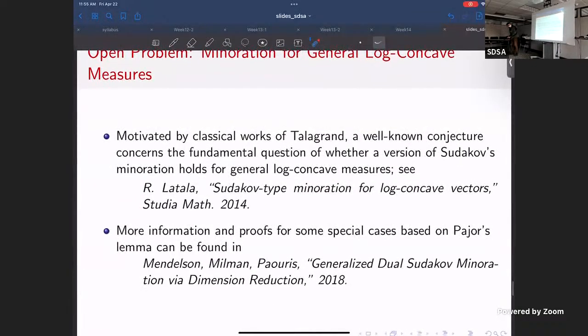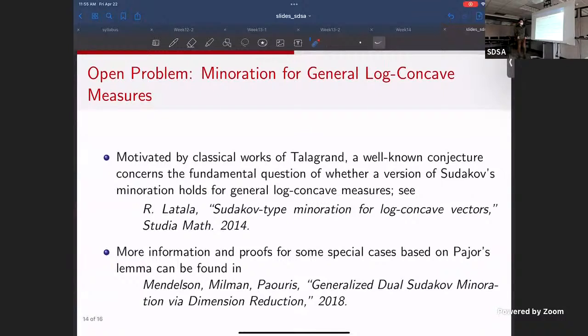So I wanted to mention some open problem about the empirical process related to this Sudakov inequality. Motivated by classical works of Talagrand on the majorizing measure theorem, there's some well-known conjecture of whether Sudakov's inequality can be extended to more general log-concave measures. I will not mention the details, but the conjecture can be found in this paper by Latała, and it is a quite short statement. However, it is still open.